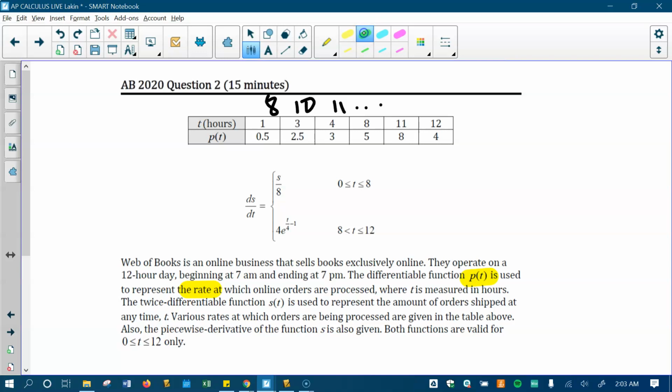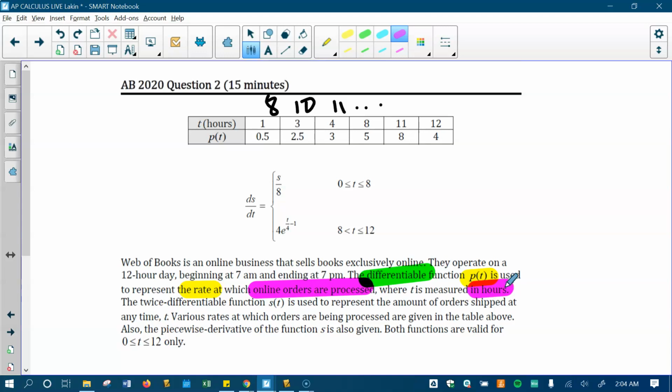I also notice that they use the word differentiable. So that means that they could ask a question about MVT or EVT or IVT, at which online orders are processed. I'm going to highlight that phrase because that can always come up when they talk about giving units. So this is online orders are processed in hours.